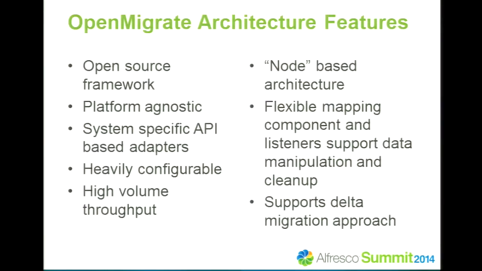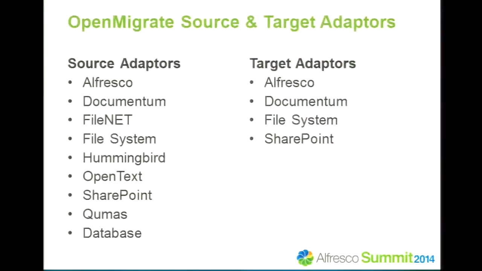There's API adapters for both document and Alfresco, can be high volume and multi-threaded. Everything's considered a node, whether it's a folder or an object, just like in Alfresco. And you can obviously extend it as needed, because no migration is really the same.